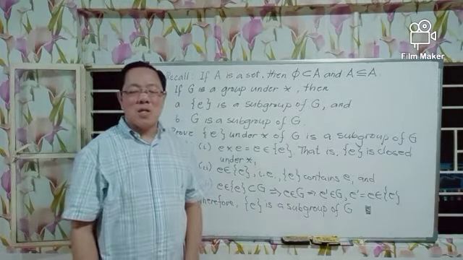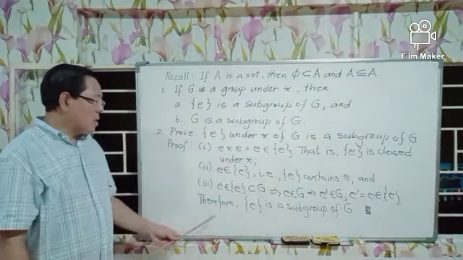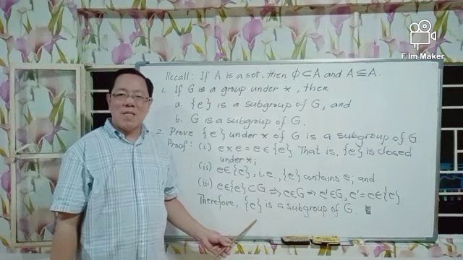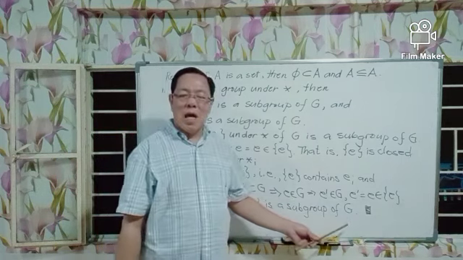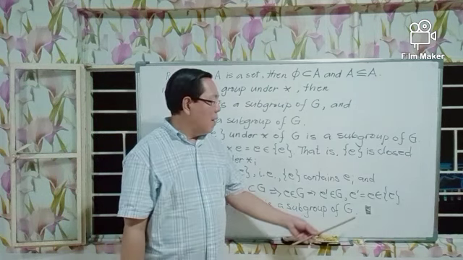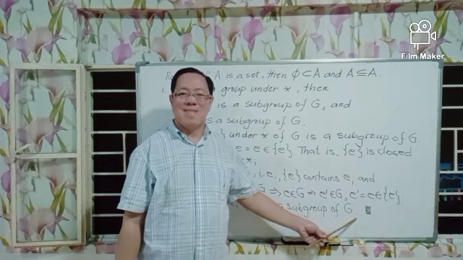Thus, we have shown the third property of a subgroup is satisfied. Therefore, we conclude that this subset containing the identity element e of G is a subgroup of G, and we indicate the end of proof by this small shaded rectangle.